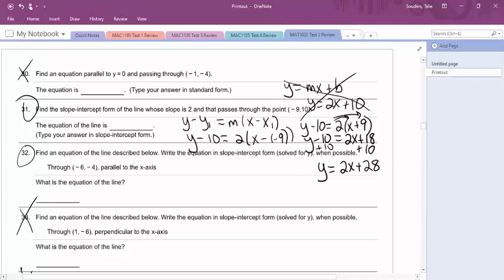So I want you to try to reason through this one then. Number 32, it's also similar to what we've just been doing. Can you figure out the equation of the line parallel to the x-axis that goes through the point -6, -4? Oh yeah, this was on the practice test that we did.